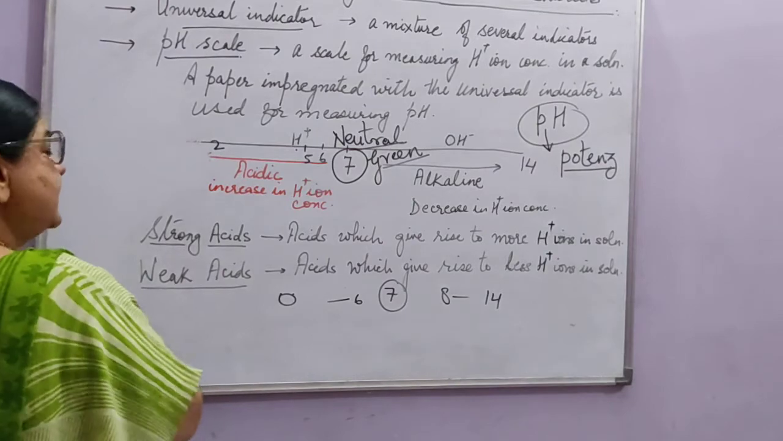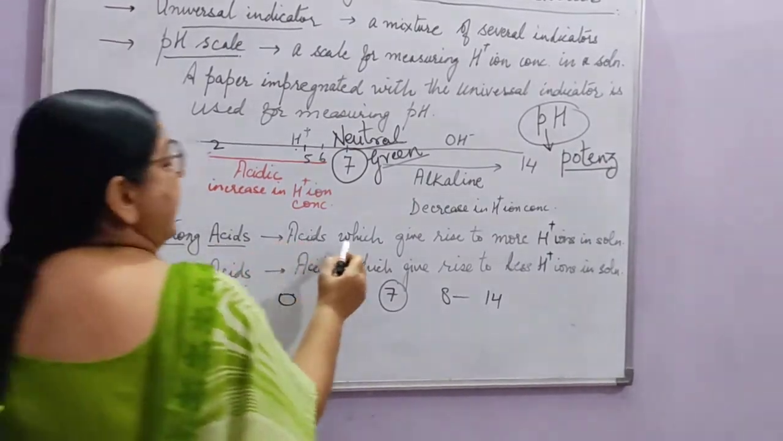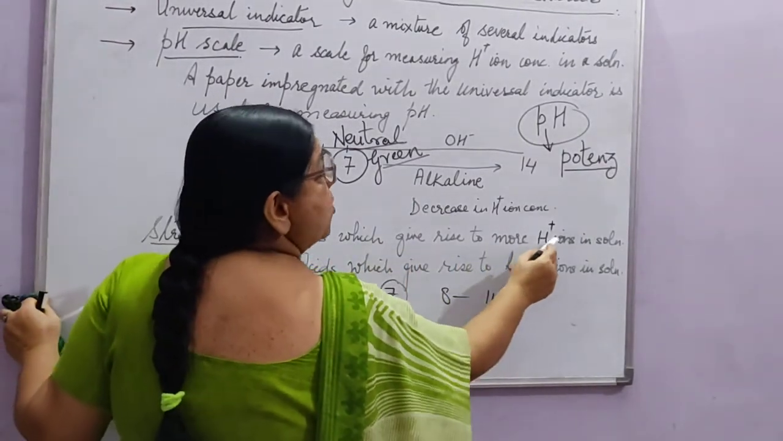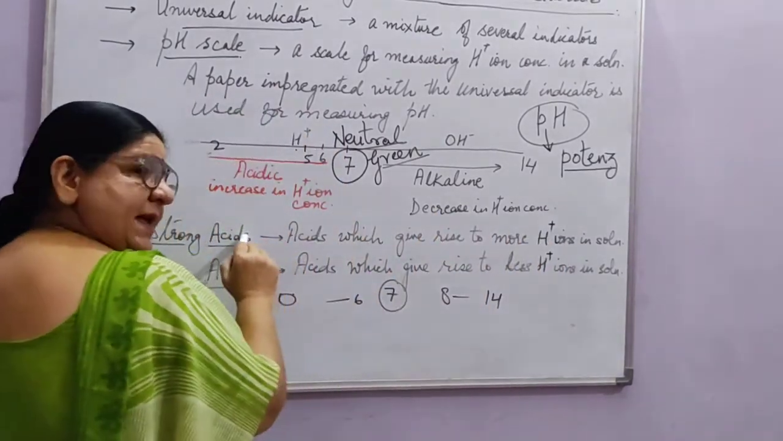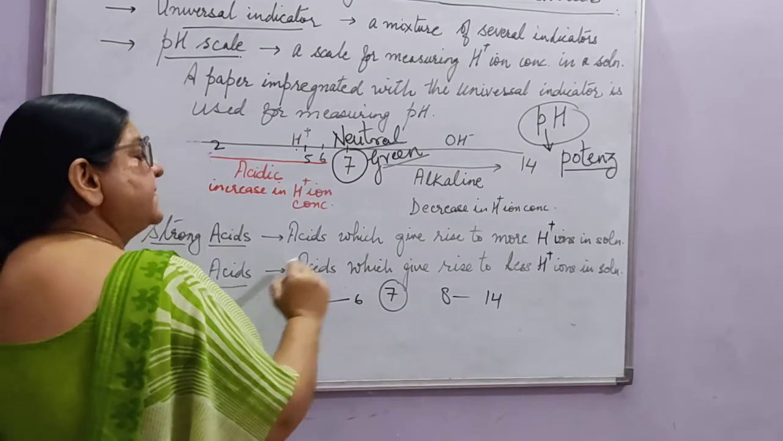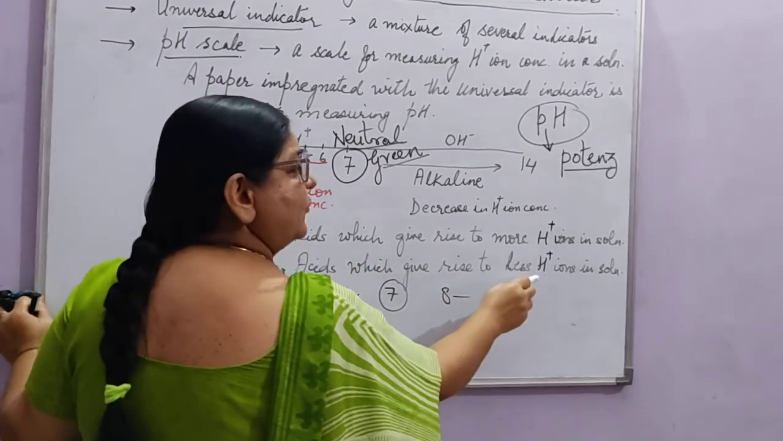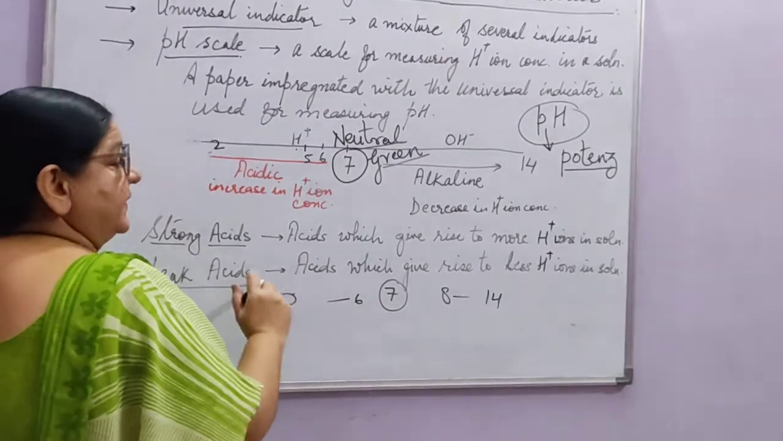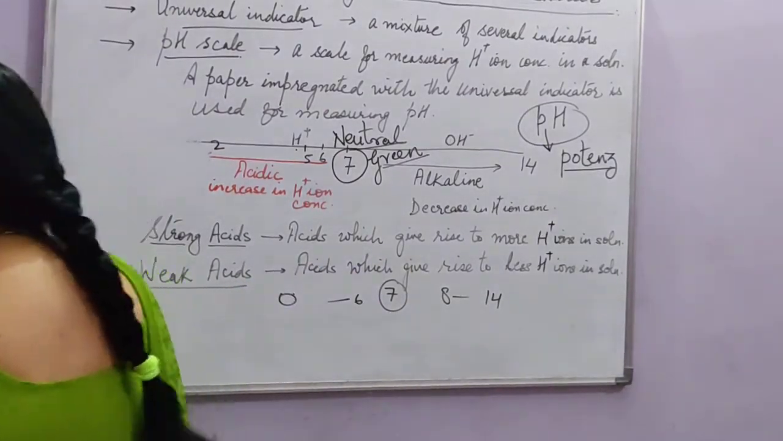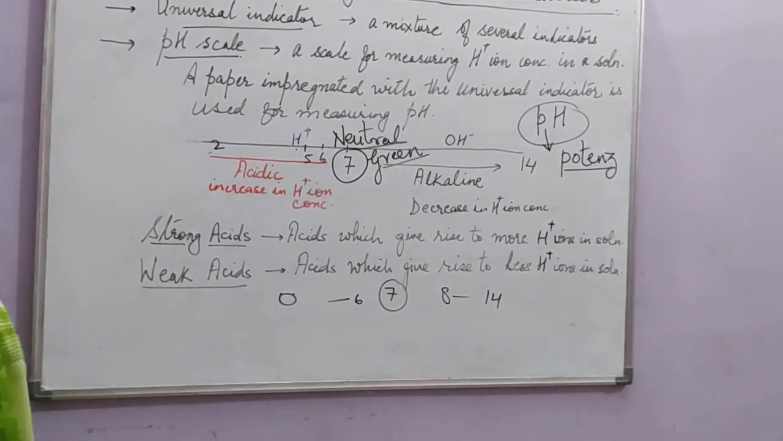So, what are strong acids? The acids which give rise to more hydrogen ions in a solution are strong acids. Acids which give rise to less hydrogen ions in solution are weak acids. The same we can say for the bases also.